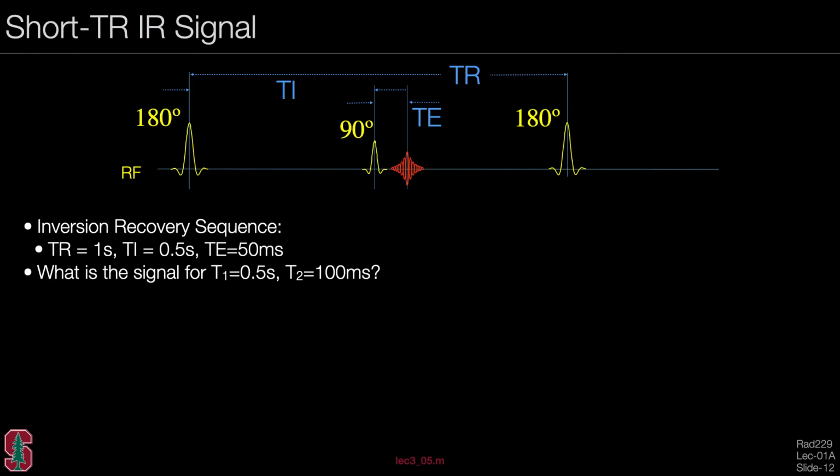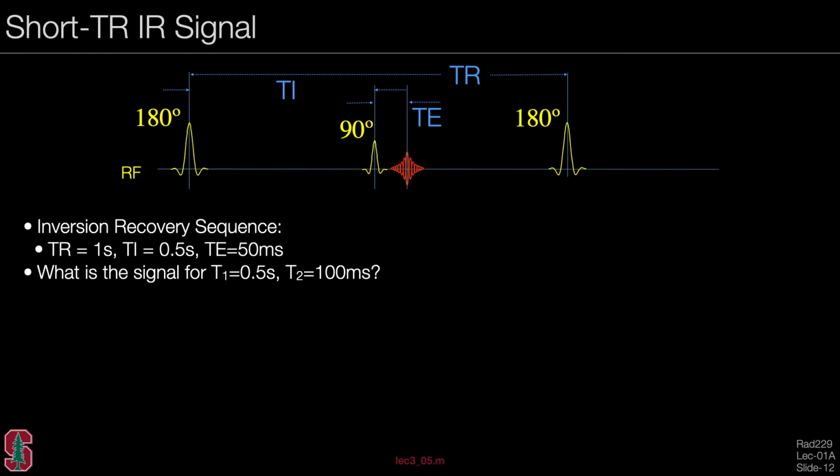Okay, let's turn to another example. This is a short repetition time inversion recovery signal. So the idea here is that we apply an inversion pulse to the magnetization, we wait some inversion time, we excite, and then we wait some small echo time and image, and then we have some TR.